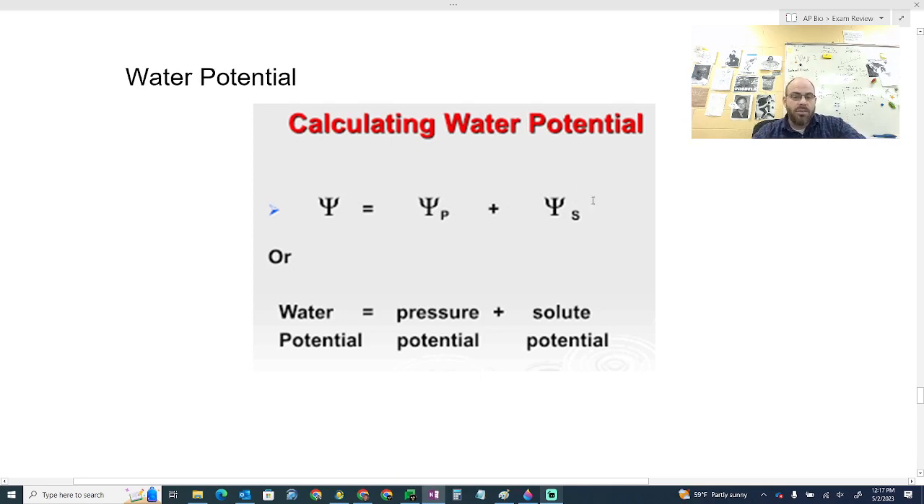Whereas solute potential has to do with the amount of solute in that fluid. And because solute's always trying to pull water toward it, water always goes from high to low, right? So solute potential is always trying to pull water toward it, meaning it's always going to be low. Solute potential is always going to be a negative number every single time. So you add those two together, you get total water potential.